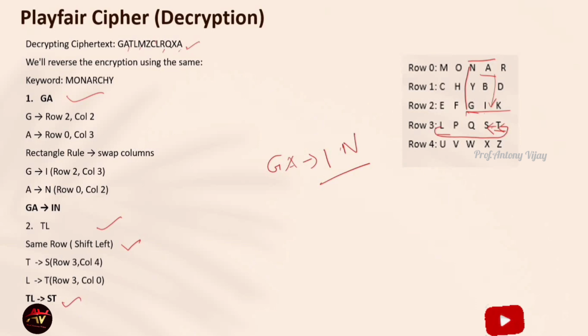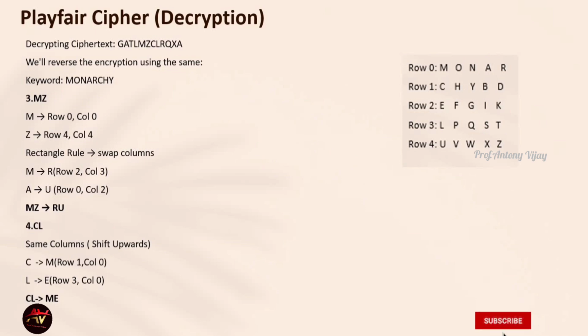Let's see the third one, MZ. M is here and Z is here. Both of them are in different rows and columns, so the rectangular rule is applied. The neighbor of M is Z, so you use the same row, and straight to Z is R. And for Z, the neighbor is M, you use the same row, and straight to M is U. So you get RU.